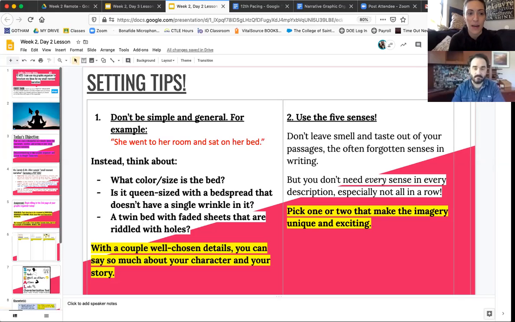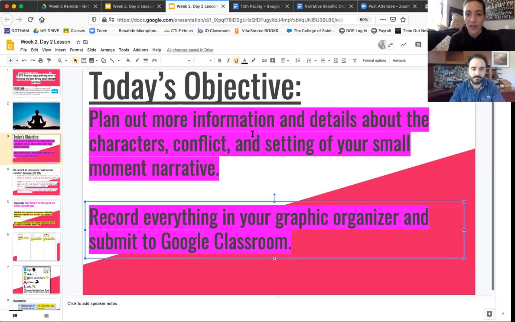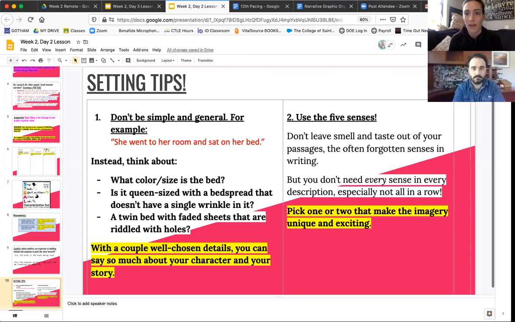So just to recap, guys, we're focusing on building the character and the conflict and the setting today. We are working in this part of our graphic organizer, and we will check in with you guys after the live session. If you have any questions, please email or chat with us.